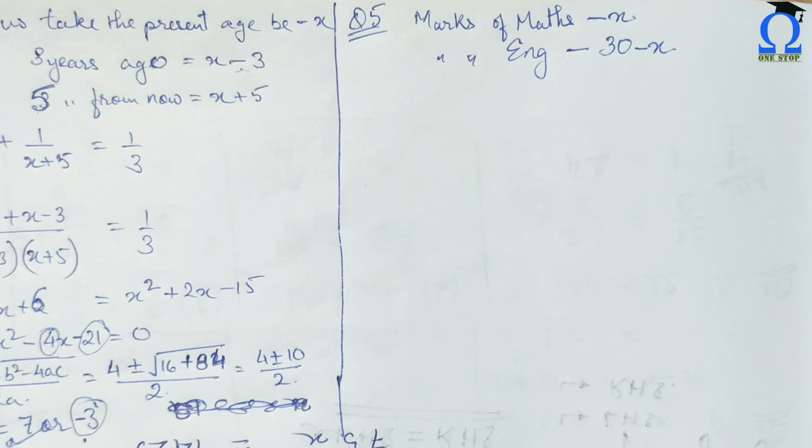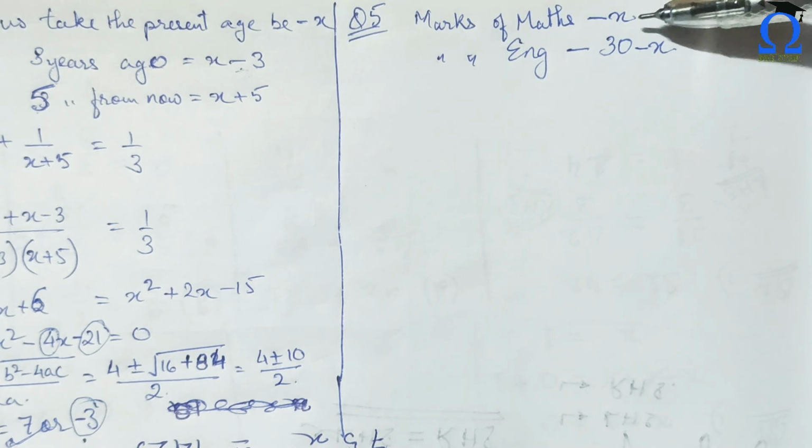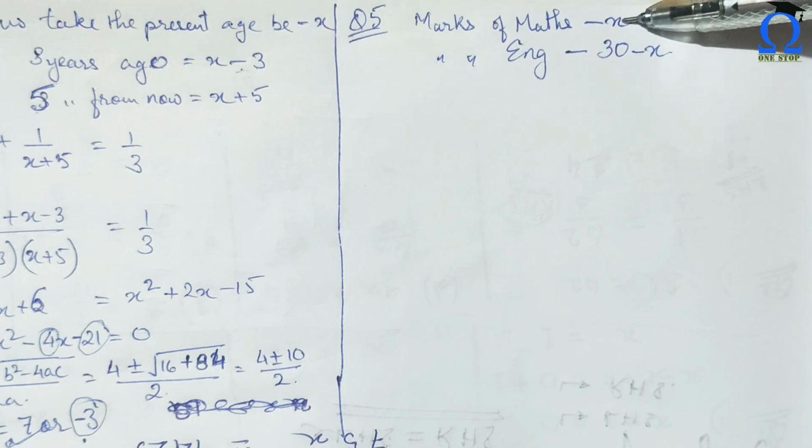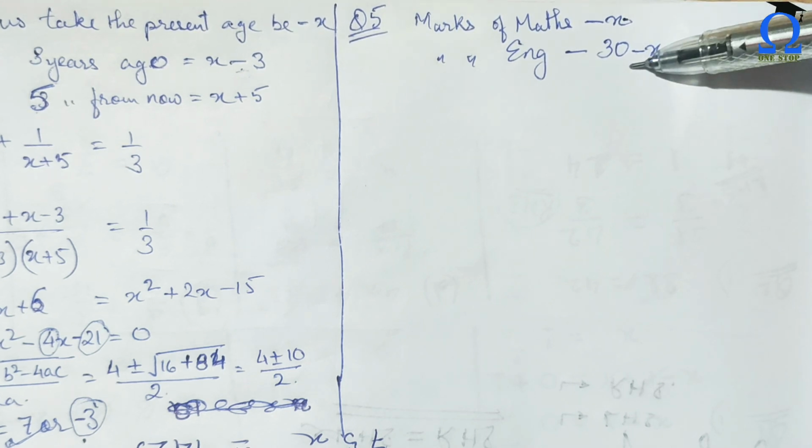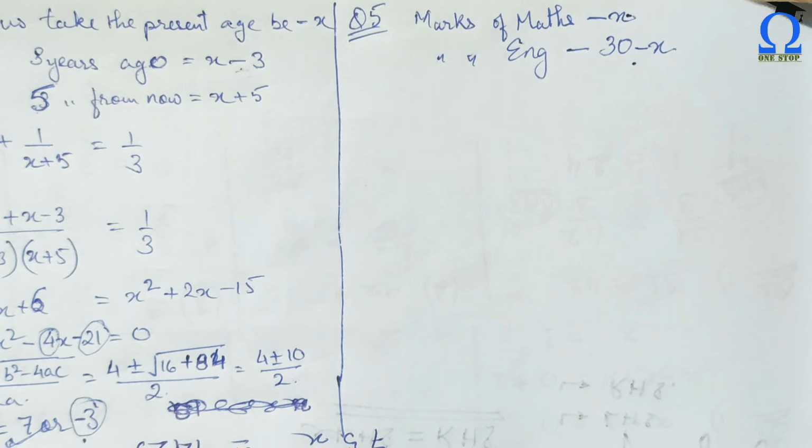Okay, now see students, as I have already been telling you, you can also take this as x and this as y. So for that we will have an equation x plus y equals 30, and from that we can find that y equals 30 minus x. Okay, so in 2 variables also you can do it, it will fall into 1 variable automatically.